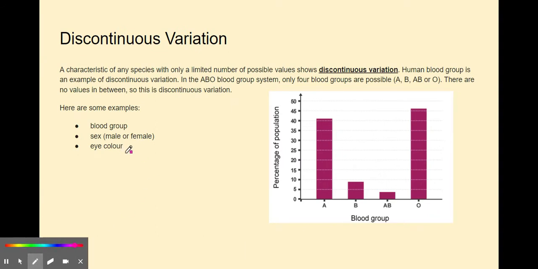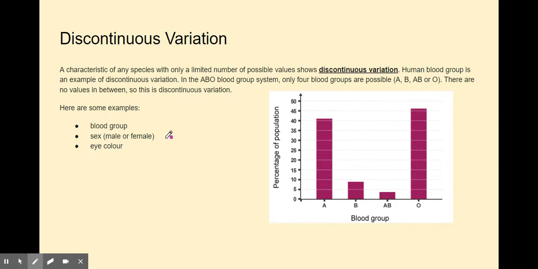Discontinuous variation is more black and white. It's almost like a yes or no answer. We've got here the example of blood group. There are only four choices for that. You're either A, B, AB, or O. You might be positive or negative as well, but they're the only blood groups that are possible. There are no values in between them. It's discontinuous variation.